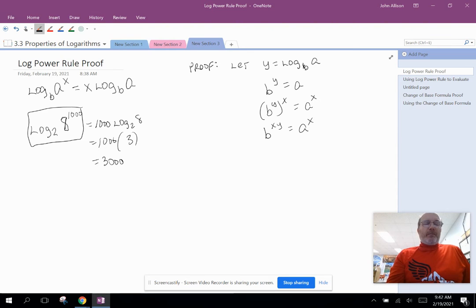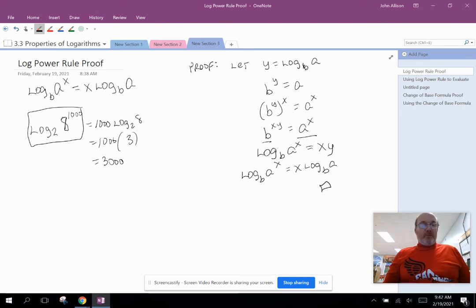Now I have another exponential equation, and if I convert to logarithmic form using base b, I have log base b of a to the x power equals x times y. And we know when we started this proof, we let y equal log base b of a. And we have proven the log power rule property.